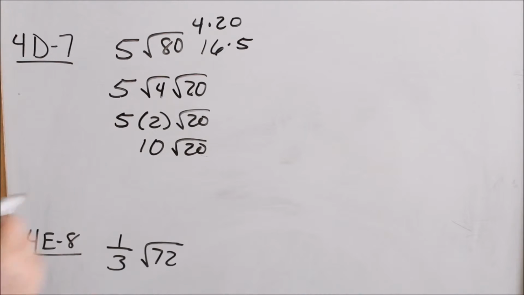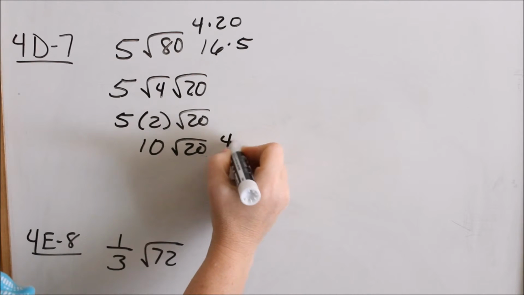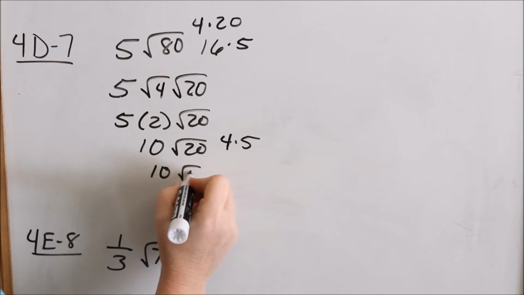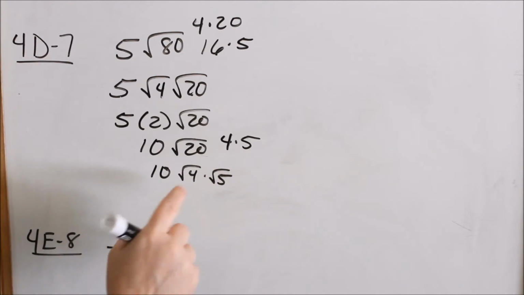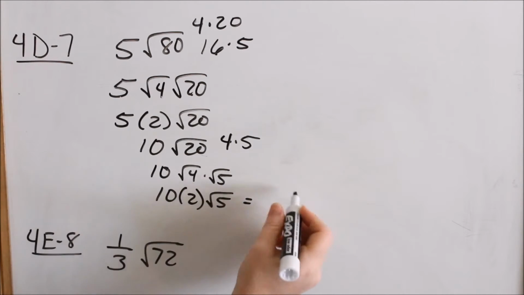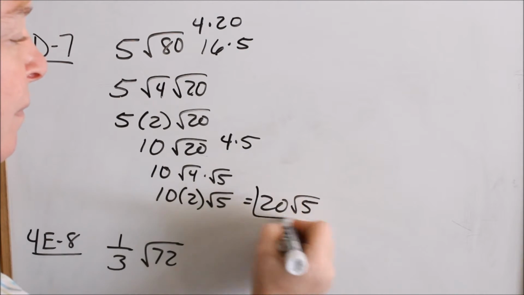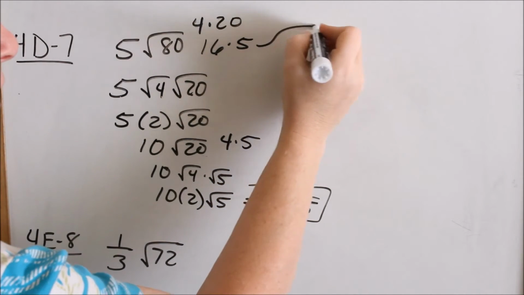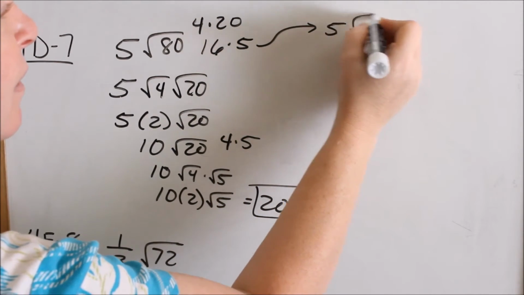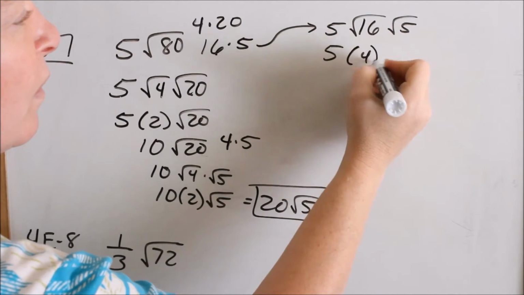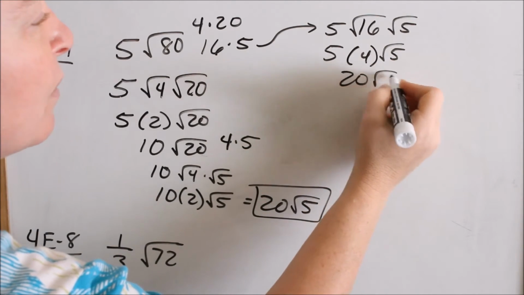But I can keep simplifying. My square root of 20 will break up into 4 times 5, and 4 is a perfect square. So I can say 10 times square root of 4 times square root of 5. Now I have 10, square root of 4 is 2, and 10 times 2 is 20, square root of 5. If I had used 16 times 5, I would have gotten the same thing. I would have said 5 times the square root of 16 times square root of 5. The square root of 16 is 4, so 5 times 4 is 20, square root of 5.